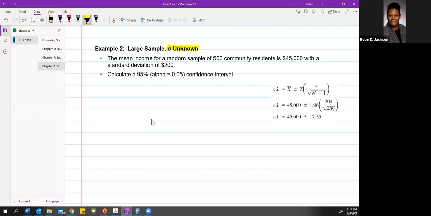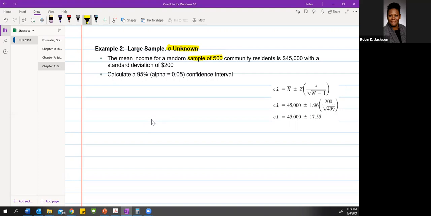What we do know is the mean income for a random sample of 500 community residents is $45,000. When you're reading this, don't make the mistake of thinking that the number 500, which directly follows these words, is the mean income. That is actually your sample size. It's just the way the question is worded. So your sample is 500.